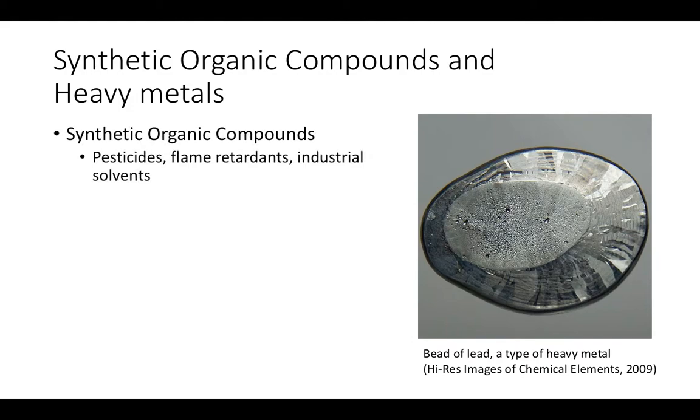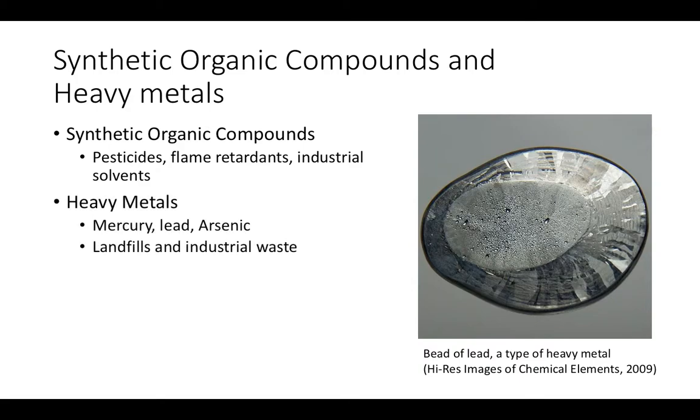These are similar to some of our organic compounds that are naturally occurring, but they don't biodegrade in the same way a natural substance would. So these chemicals are found in pesticides, flame retardants, industrial solvents. We also have heavy metals, another pollutant. And you might remember these from the periodic table. Some of them are mercury, lead, arsenic. And these can come from landfills and from industrial waste that is not disposed of properly.